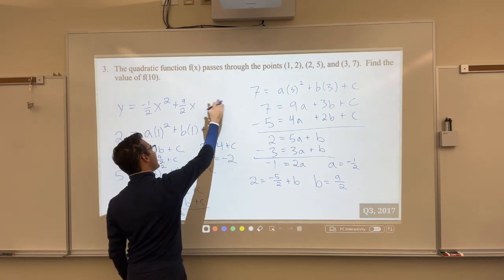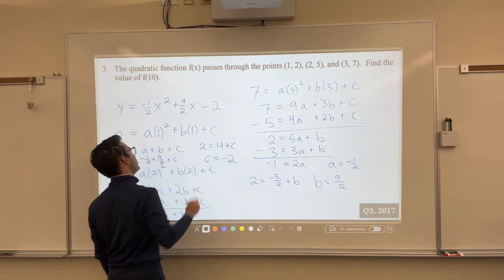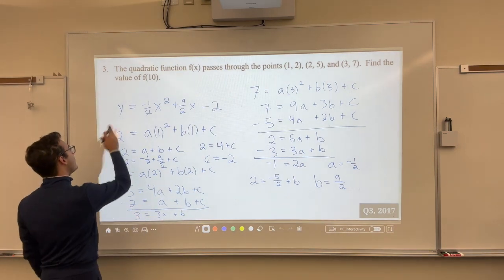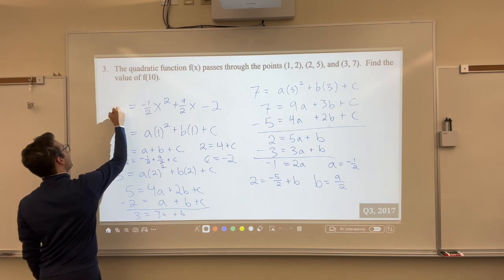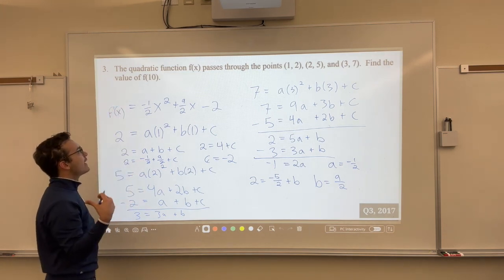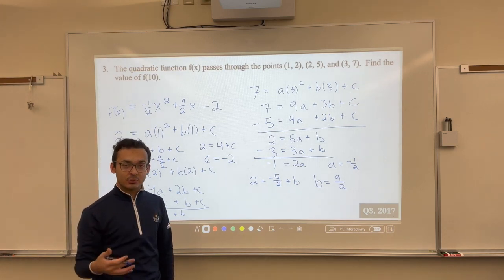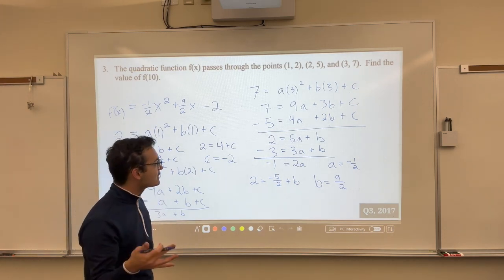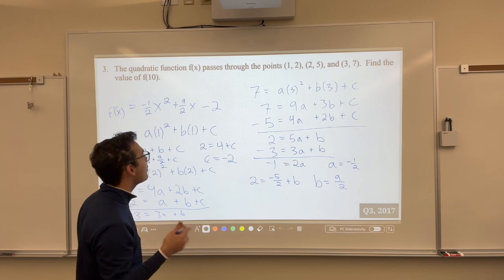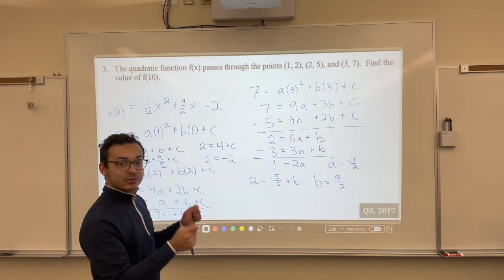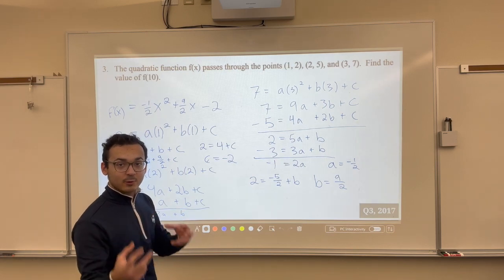So up here we can replace plus c with minus 2. So f of x we've now solved for. We would say that y, or f of x, is equal to negative 1/2 x squared plus 9/2 x minus 2. Now that would have been nearly impossible to guess just by looking at those 3 points, especially since they look pretty simple. So that's why we solve with the 3x3 system of equations.